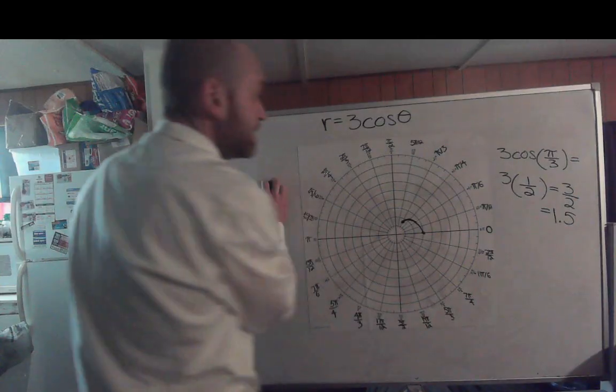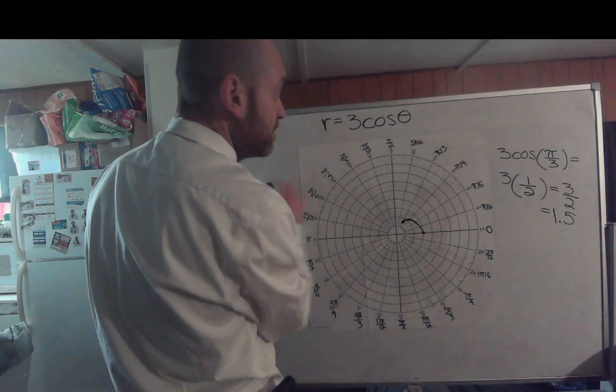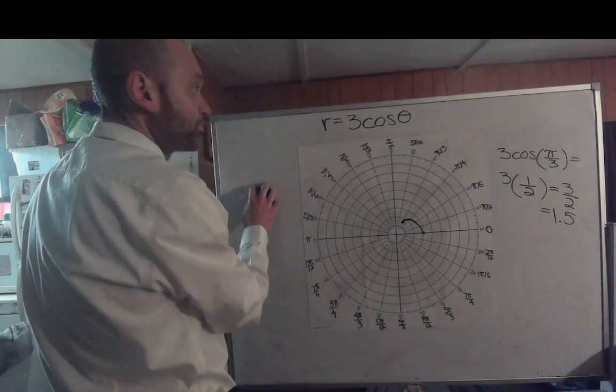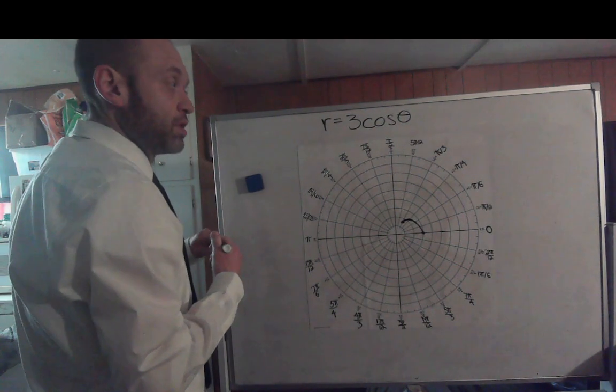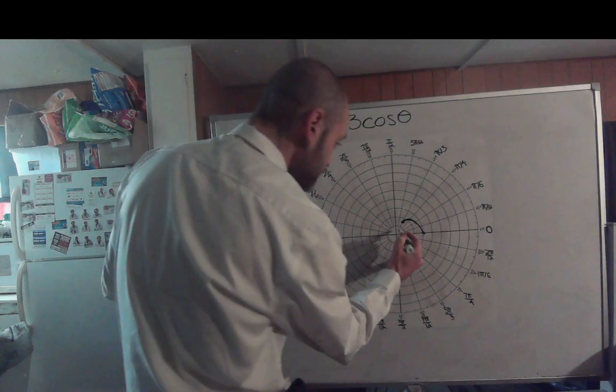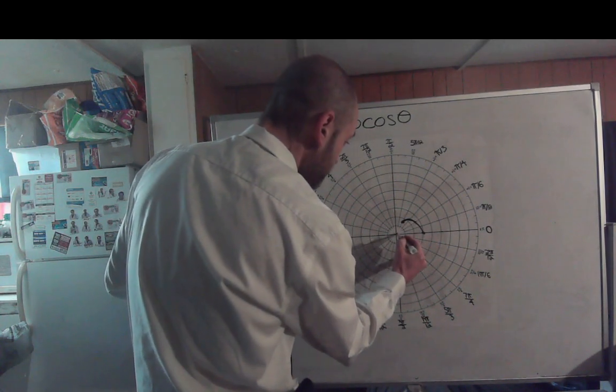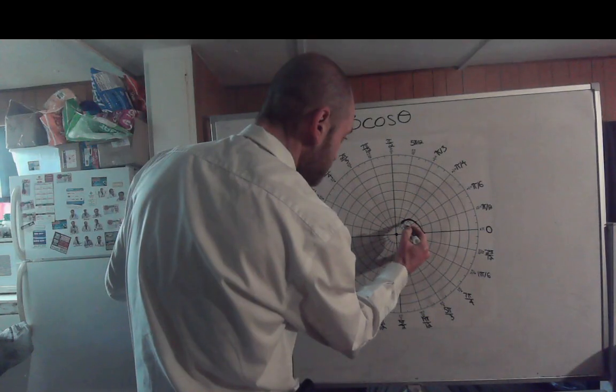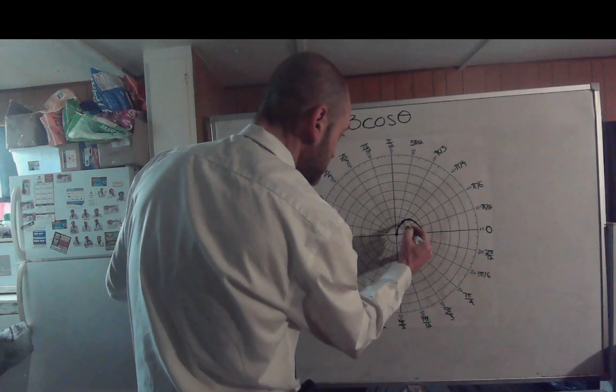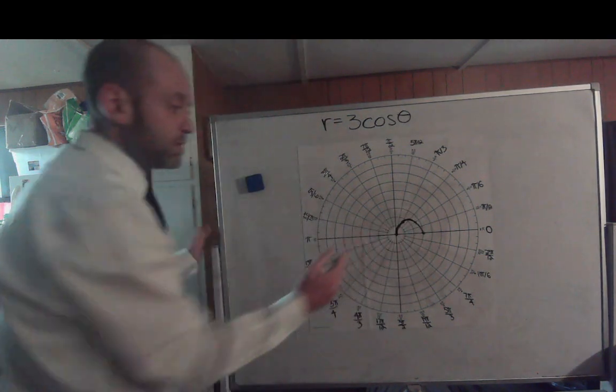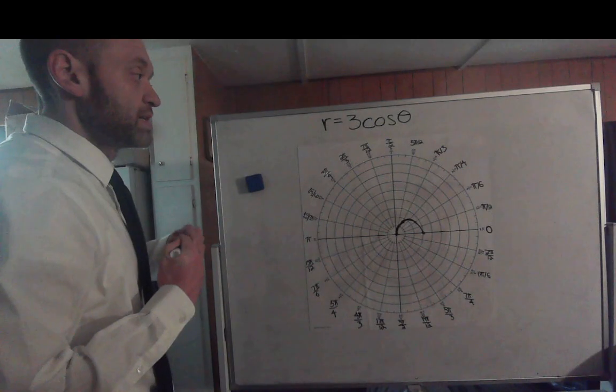Now, next special angle is going to be all the way at pi over 2. Well, that should be easy. What is the cosine of pi over 2? That's 0, and 3 times 0 is 0. So pi over 2 will be at 0, which would put us at the pole. So there's all of our pre-existing points thus far. We have half the circle formed.